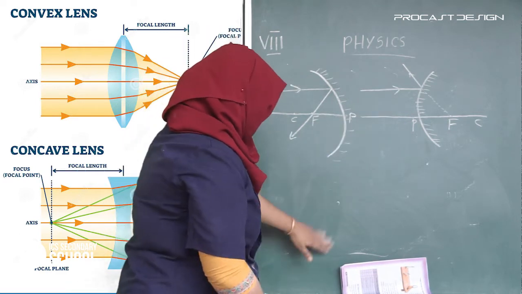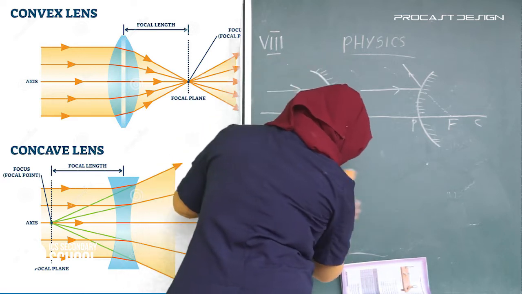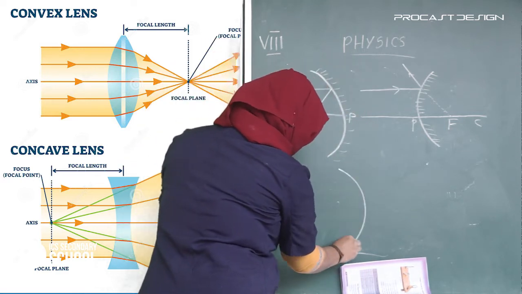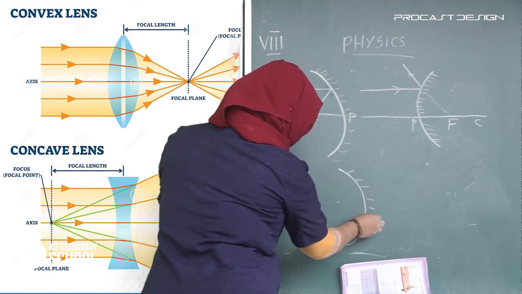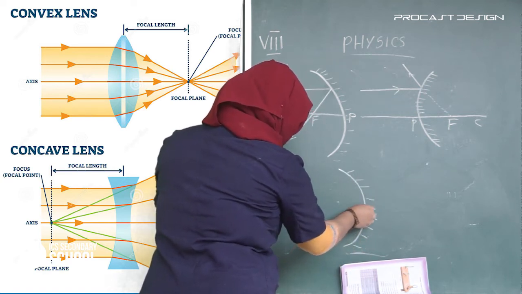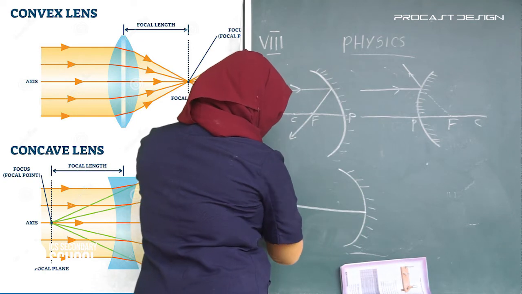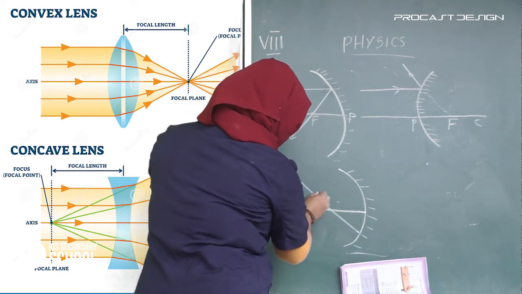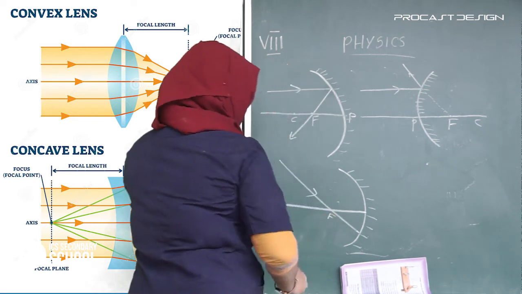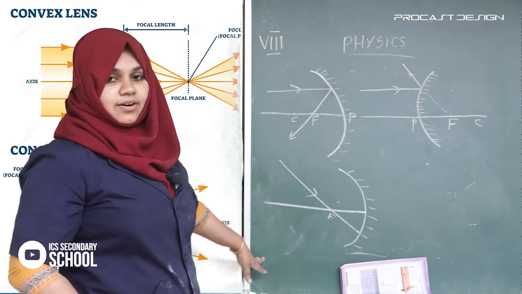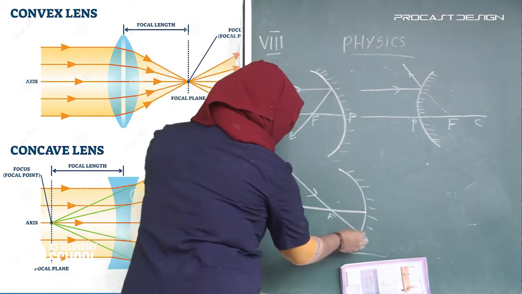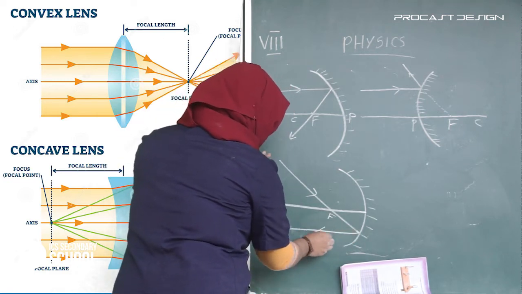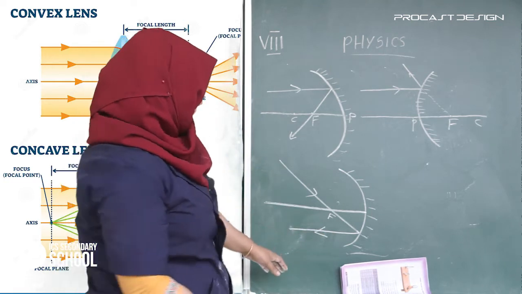Next, a ray of light incident through the principal focus of the mirror. In the concave mirror, a ray of light is incident through this principal focus. Now how does the reflected ray go? The reflected ray goes like that.